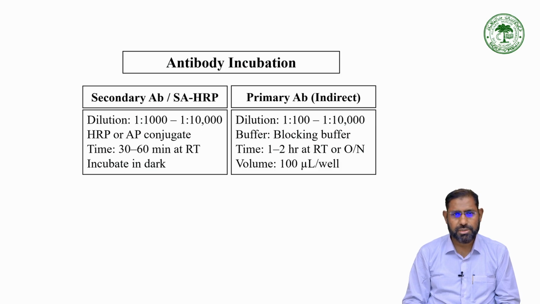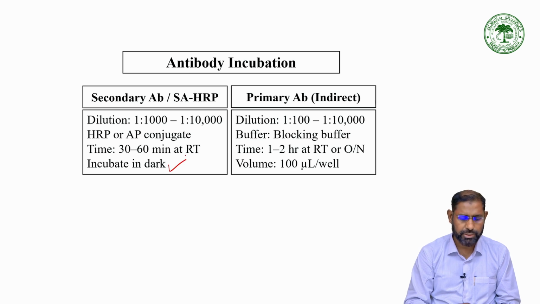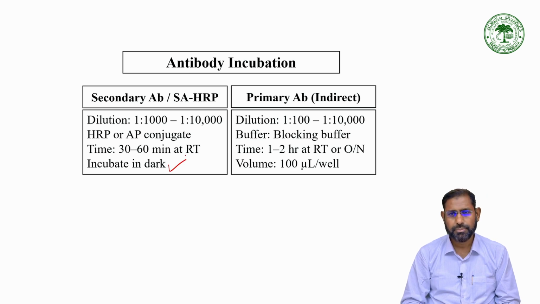Antibody incubations, secondary antibody: we use, for example, one with HRP. Dilution 1 to 1000 to 1 to 10,000. HRP or AP conjugated. Time is 30 to 60 minutes at room temperature and incubate in the dark. It's very important to protect from the light for better sensitivity and result.